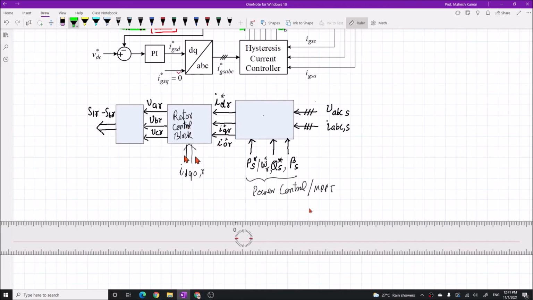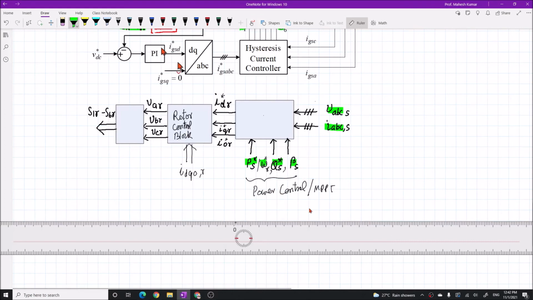In this block, if you see, this additional controller block, as you know, we have the stator voltage here and stator currents. Then we have the other reference parameters, that is PS star or omega r star, QS star. These are the reference powers for the stator of the DFIG. Beta S is the angle of the stator synchronously rotating frame, stator side. When you transform the quantity to dq, you need this beta S.